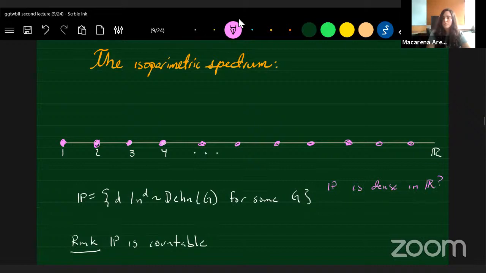We do not know if it contains rational numbers other than the integers. We do not know if it contains irrationals. So we would like to explore this and find out a little bit more about its structure.